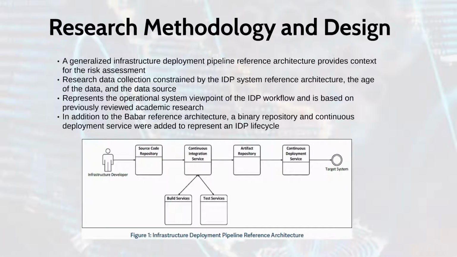A generalized IDP reference architecture provides context for the risk assessment. The research data collection is constrained by the IDP system reference architecture, the age of the data, and the data source. This reference architecture was chosen because it represents the operational system viewpoint of the IDP workflow and is based on previously reviewed academic research. In addition to the reference architecture, a binary repository and continuous deployment service were added to represent an IDP lifecycle, as shown in the figure below.